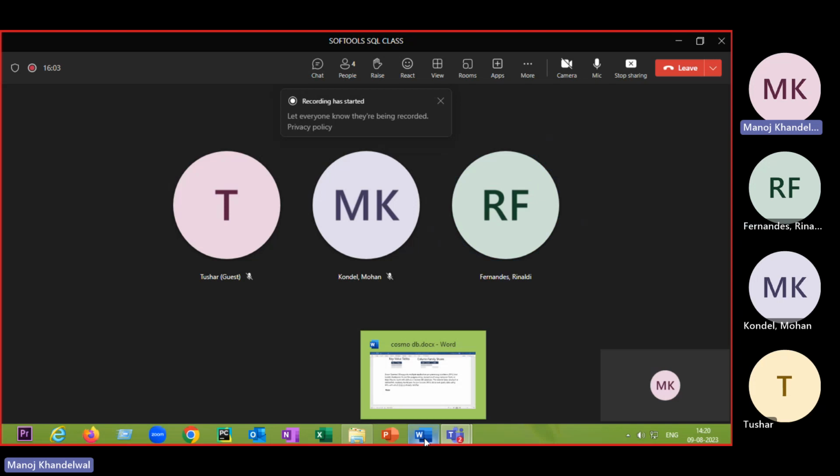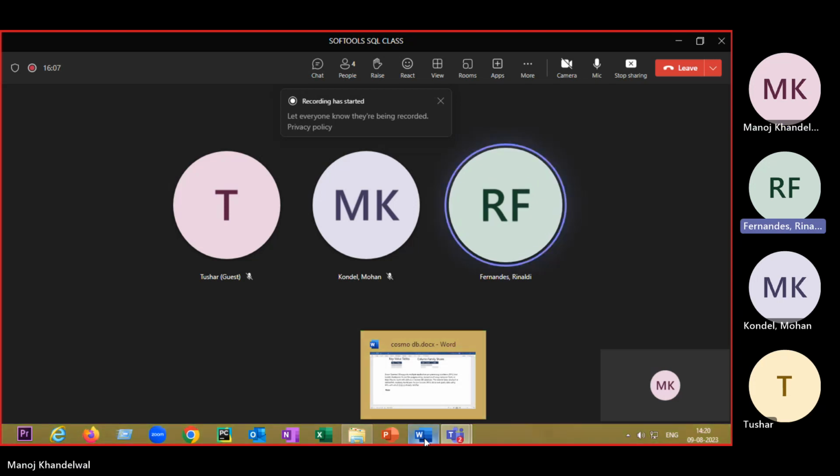What is an API? There are two different systems, and when they need to communicate, there is a means to communicate between the two different systems. That is an API.